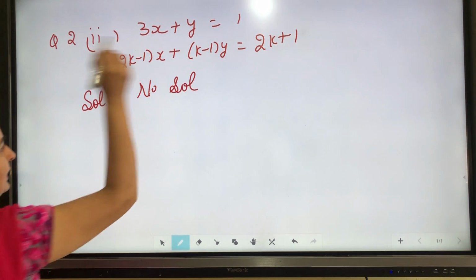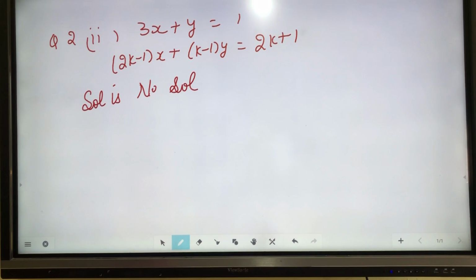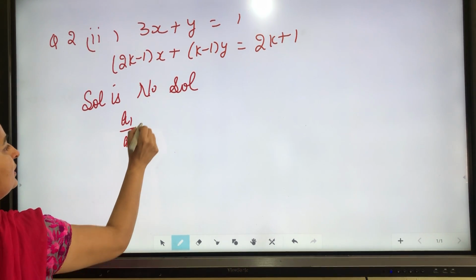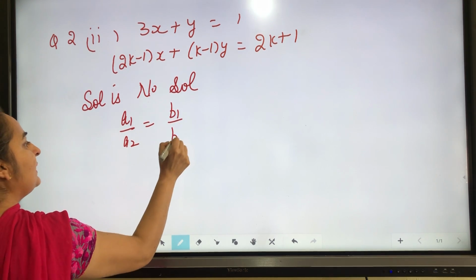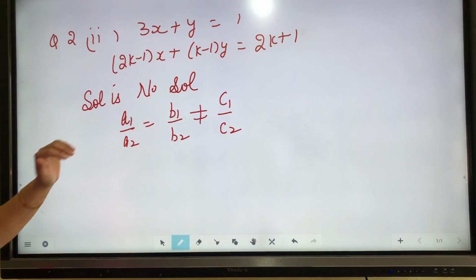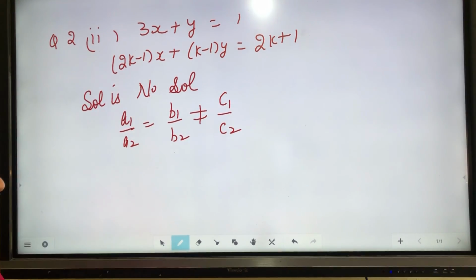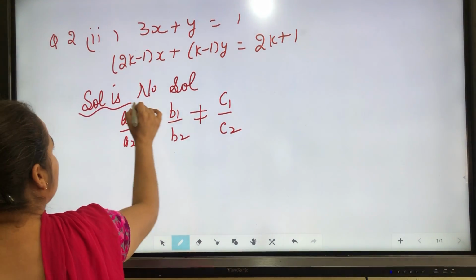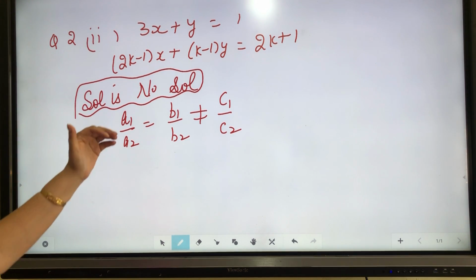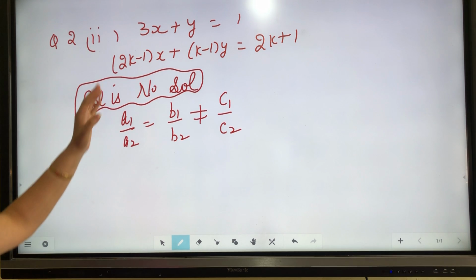And you all know the condition for no solution. That is, a1/a2 = b1/b2 ≠ c1/c2. And this condition is already given in the question. That is, the solution is unique solution. For a1, a2, b1, b2, c1, c2, we are using the coefficients of x and y.